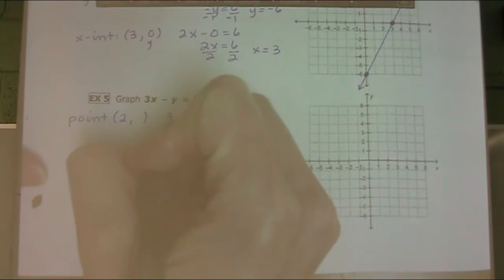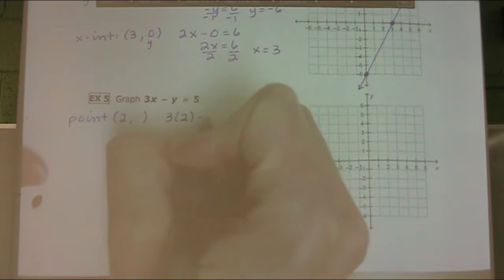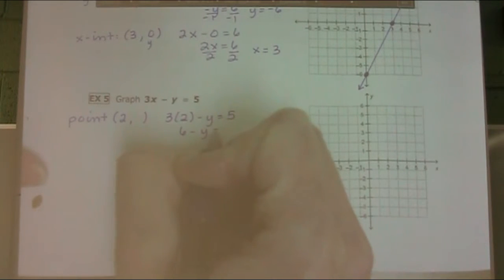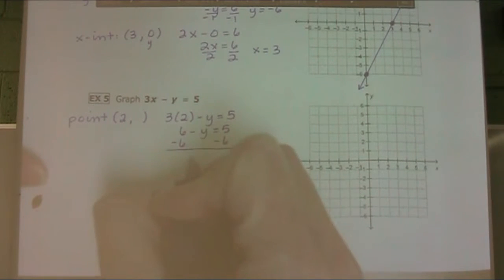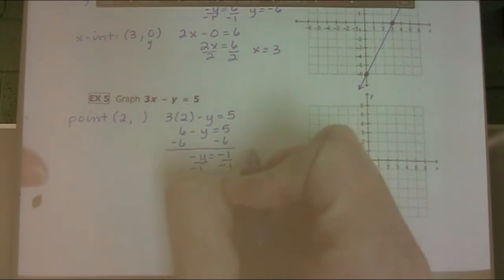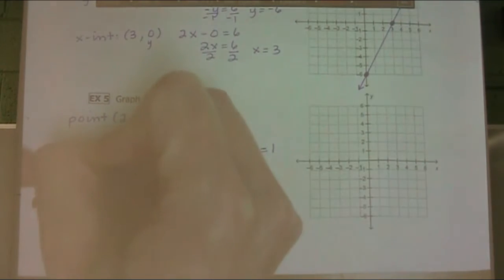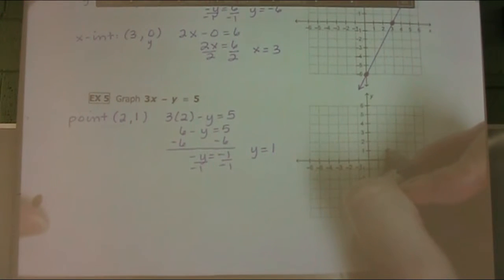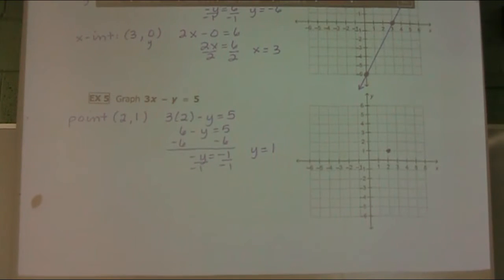So I have 3 times 2 minus y equals 5, which gives me 6 minus y equals 5. Subtract 6 from both sides. I have negative y equals negative 1. Divide both sides by negative 1, and that gives me y equals positive 1. So I have the point 2, 1, and I'm going to graph that. All right, I can do this again for some other point. I can choose an x-intercept or a y-intercept or any other point that I want.